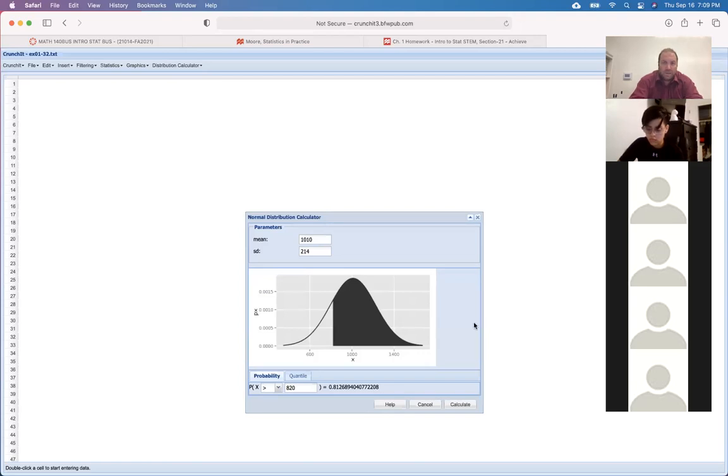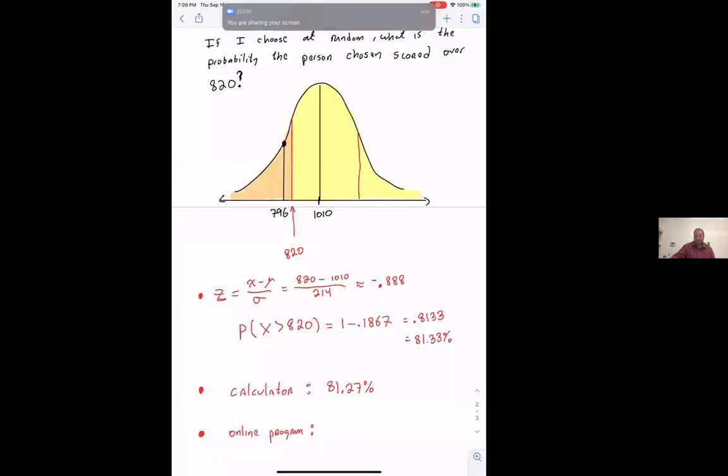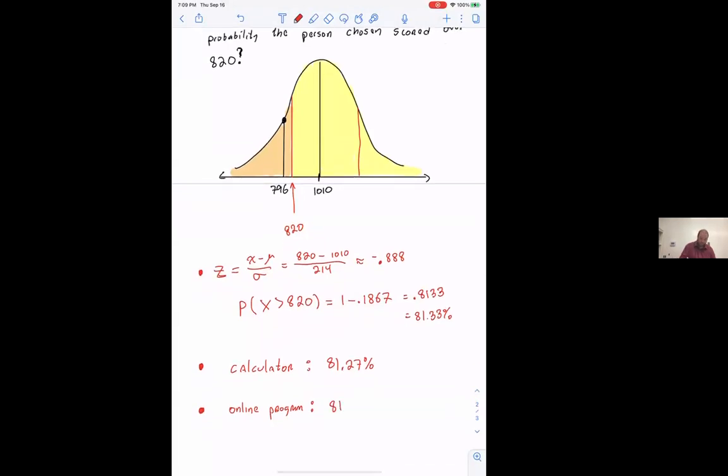Yes. Anyone have a question on using either the table or the calculator or some kind of online program? Of course, they're all different. They require different inputs and whatnot. But Crunch It is a free one. Professor, so the 81% is from the 820 all the way to the right? That's correct. Got it. Thank you.